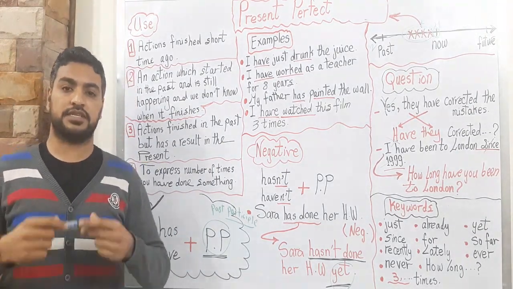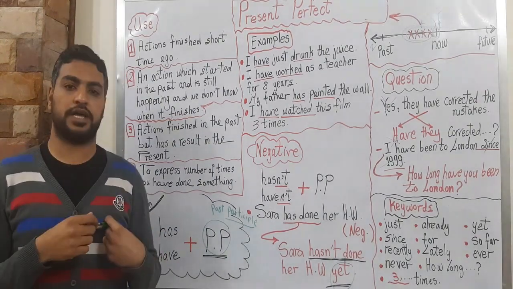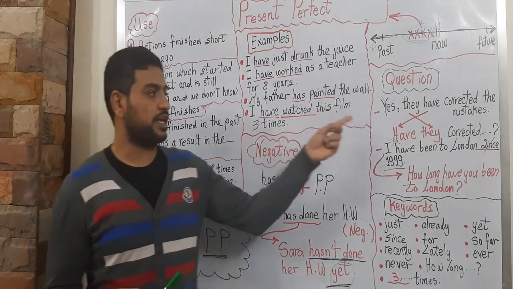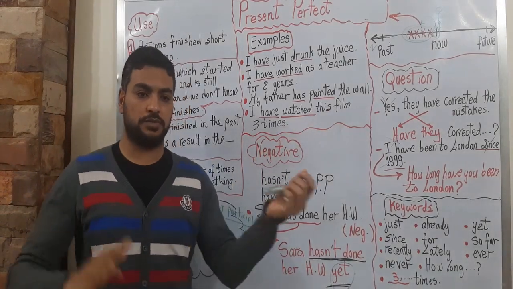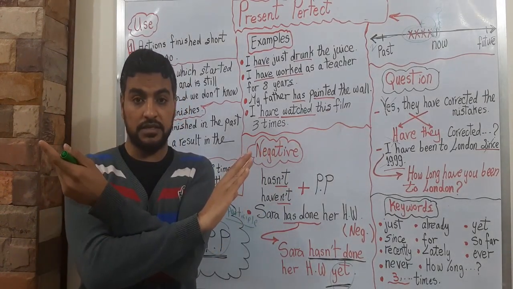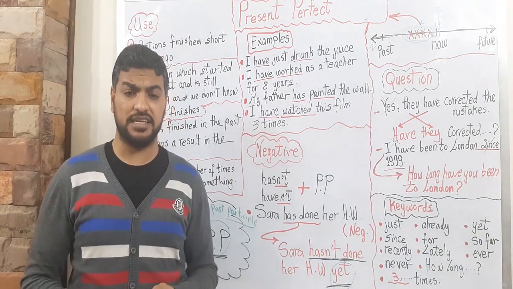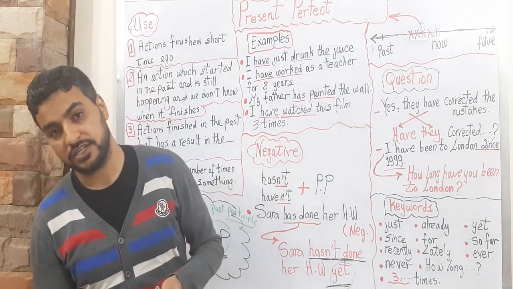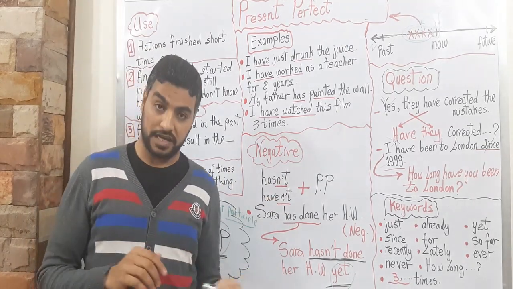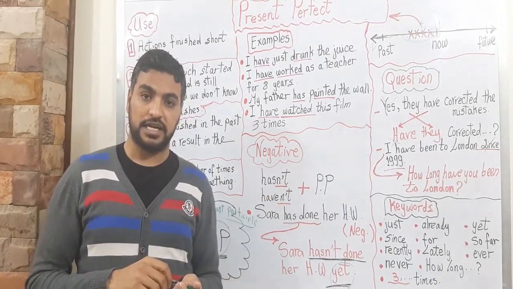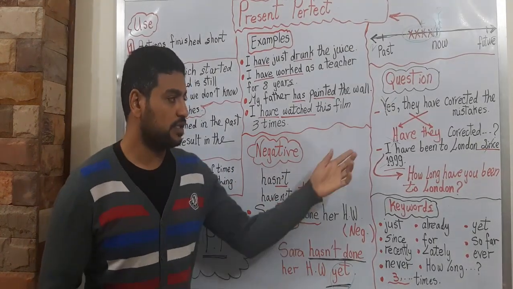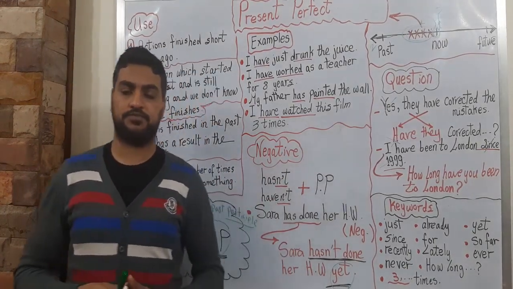So we are going to start with has or have. If the subject is singular, we start with has. Plural, we start with have. So they have corrected the mistakes becomes: Have they corrected the mistakes? He has corrected the mistakes. Has he corrected the mistakes? Yes, he has. No, he hasn't. Have they corrected the mistakes? Yes, they have. No, they haven't.